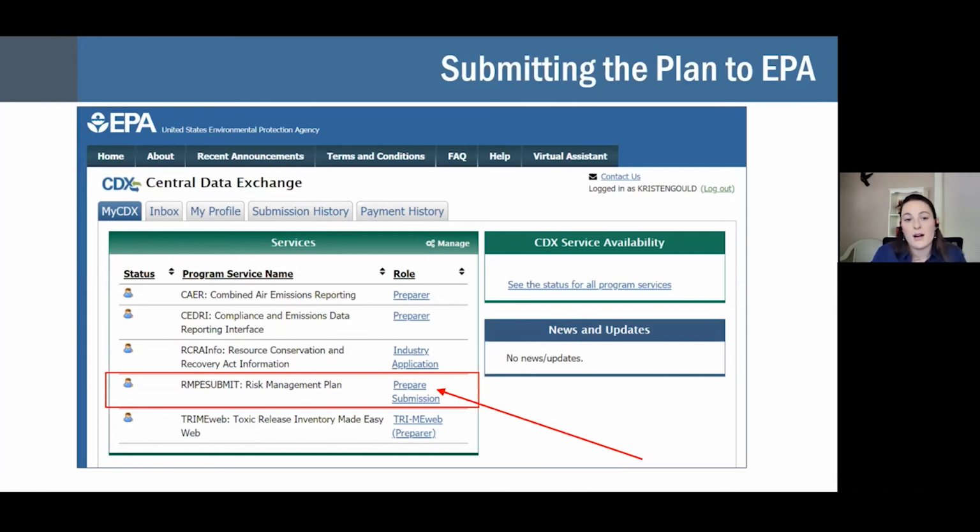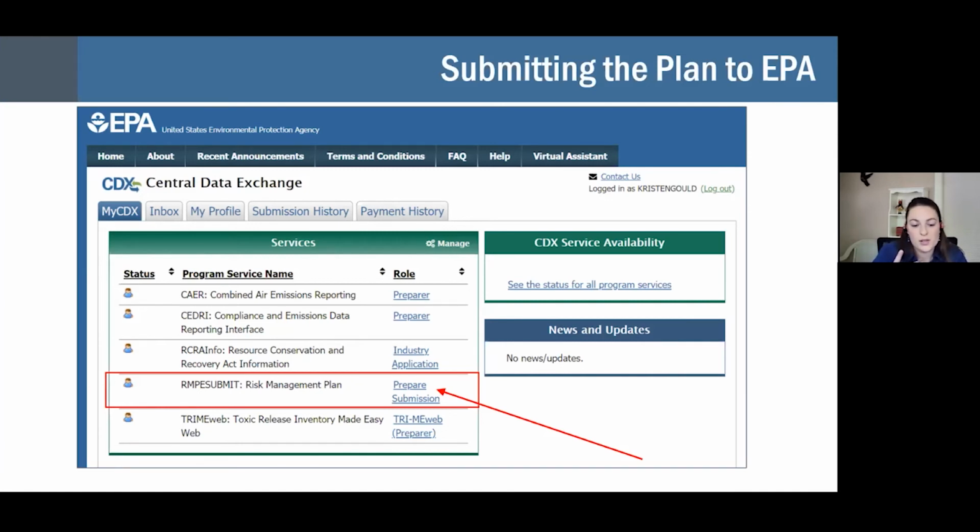We need to prepare a submittal to the EPA. This is generally done through EPA's Central Data Exchange website. Many of you are probably familiar with CDX from TRI reporting. So if you already have an account, that's fantastic. What you do is add this as a program service here on your welcome screen. We do this through EPA's eSubmit, RMP eSubmit. You see it here circled in red, and you would click and select Prepare Submission.